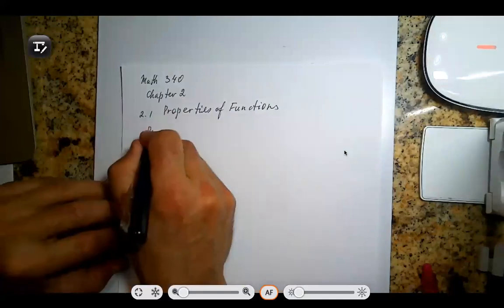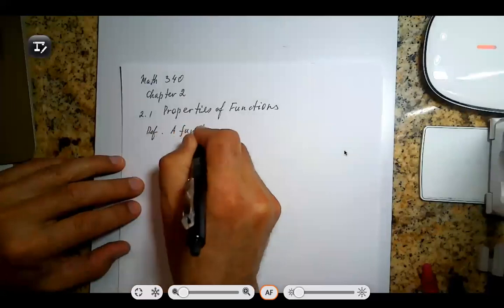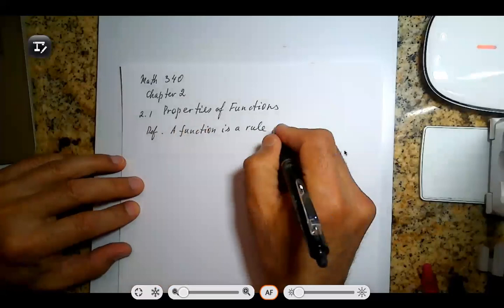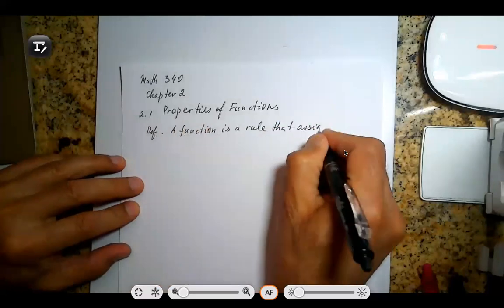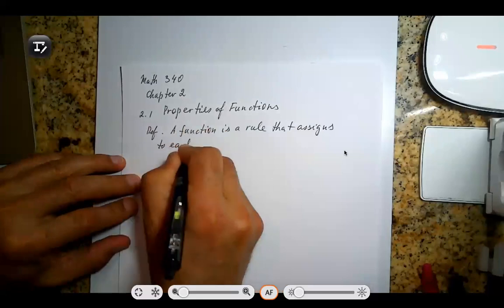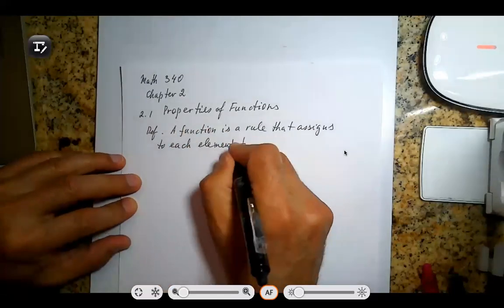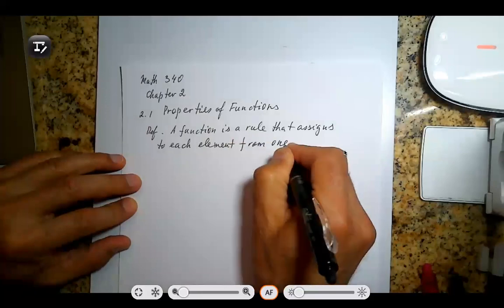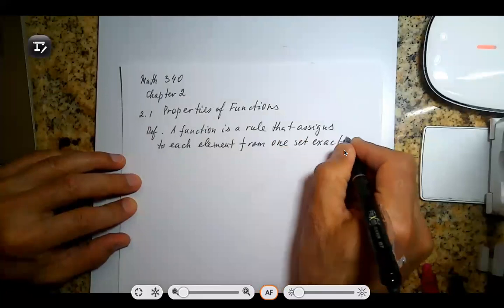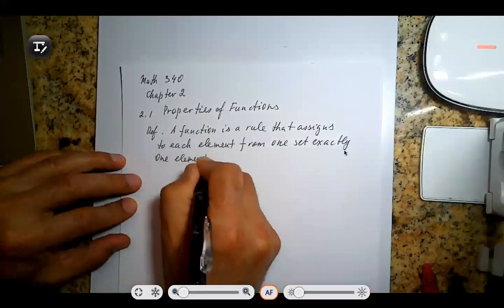Definition. A function is a rule that assigns to each element from one set exactly one element from another set.